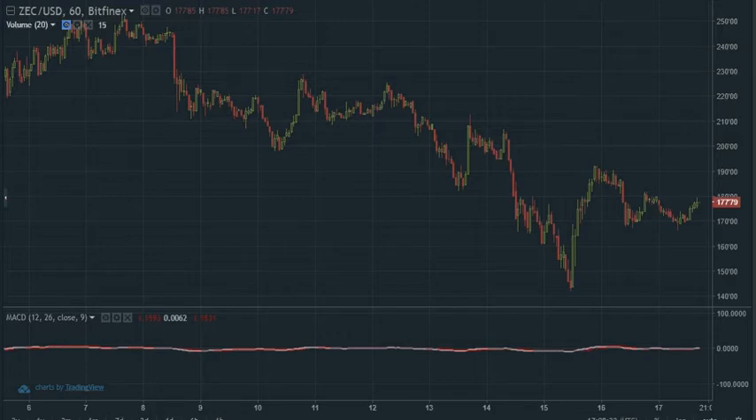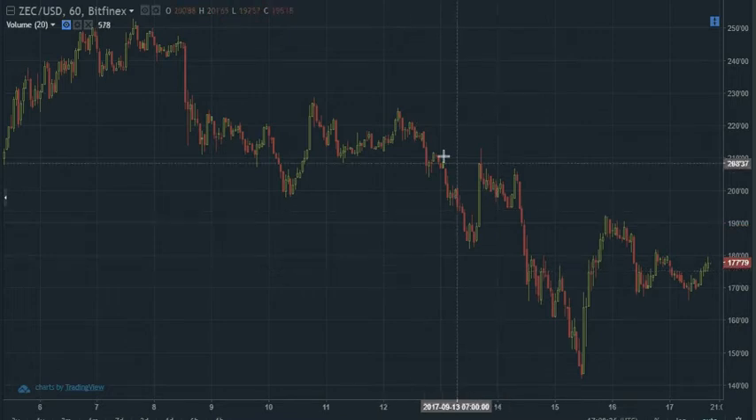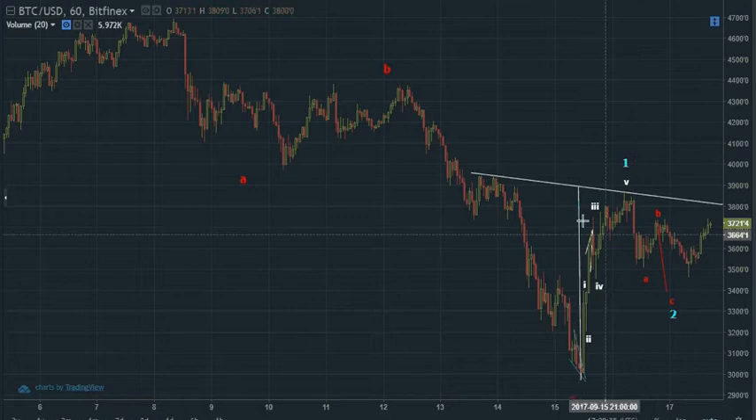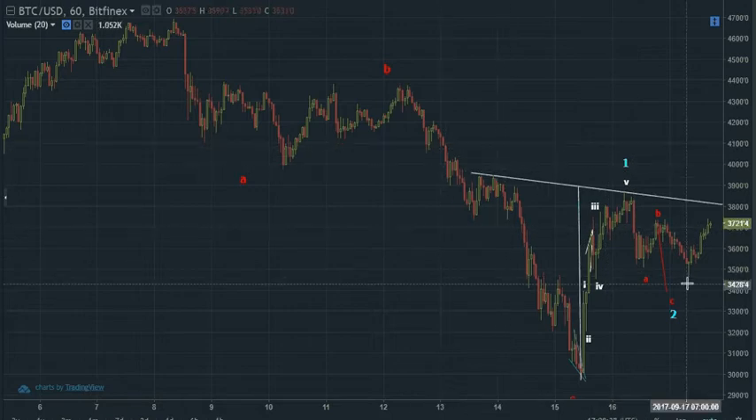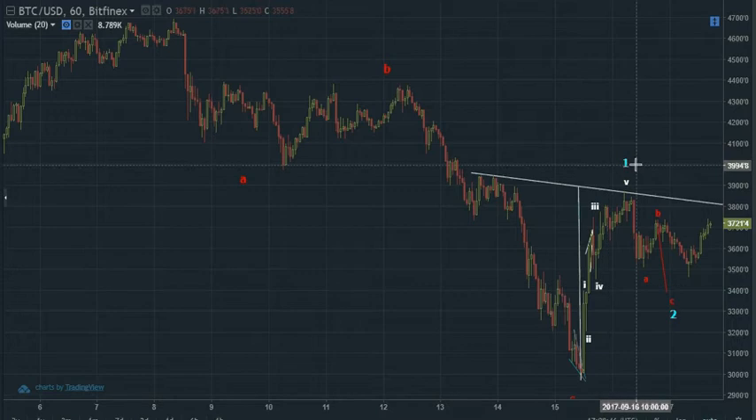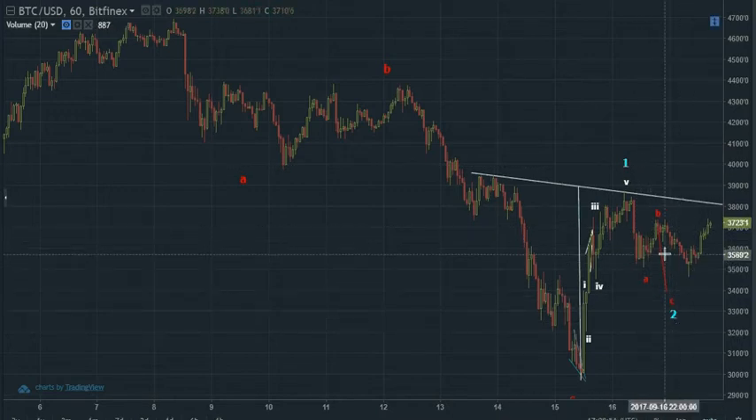Here's a chart of ZEC for a quick update. If I put this right next to that of Bitcoin on the hourly, it's almost identical. So here's Bitcoin with 1, 2, 3, 4, and 5 with ABC. It didn't save my last relabeling, but we can easily do that here.